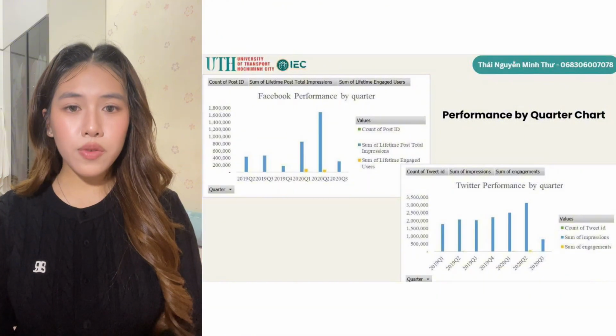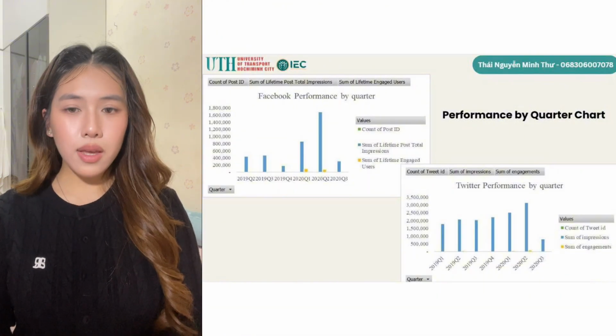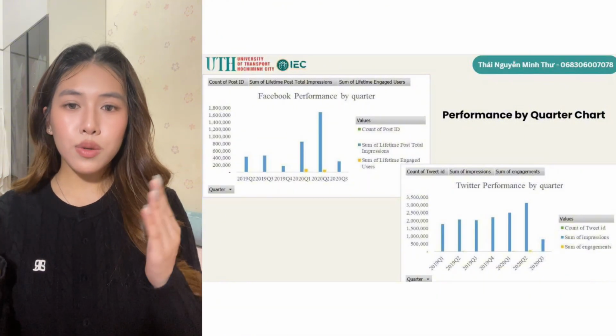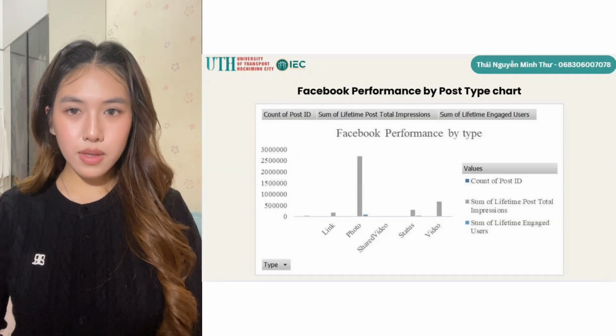This is the real value of the dashboard. It helps turn data into useful business insight.